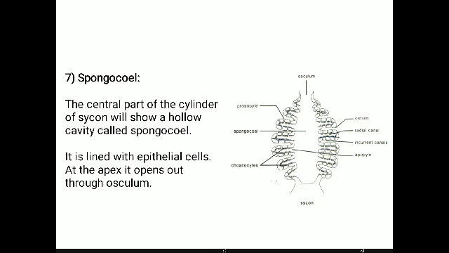The last one is the spongiocele. The spongiocele is a central part of the body cavity. It is a cylinder-like structure in Sycon. So this shows a hollow cavity, what is called spongiocele. It is lined by epithelial cells. At the apex, at the tip, it opens to the outside by means of a small opening called osculum.